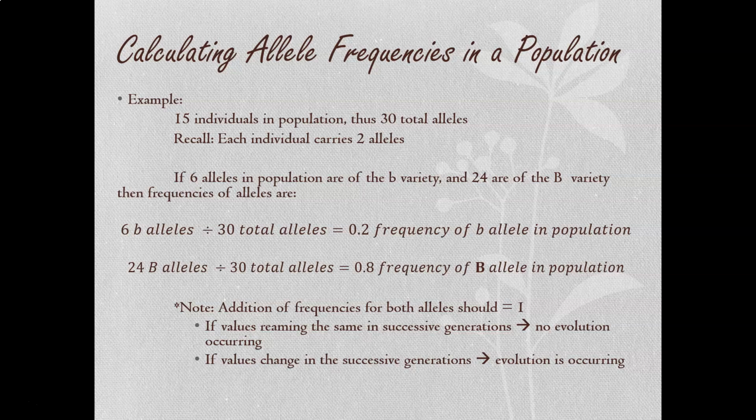and 24 that are the dominant or uppercase variety, then my frequencies look like this. 6 of the recessives divided by the 30 total gets me that 0.2 frequency. 24 of the dominant divided by the 30 total gets me a 0.8 frequency. So 0.8 plus 0.2 gets me to 1, which means I've accounted for all of the alleles in this population.